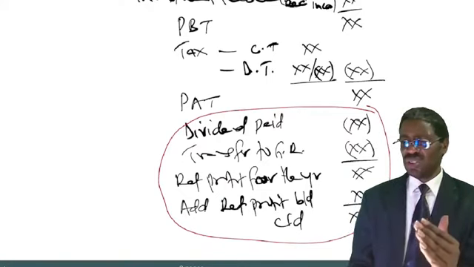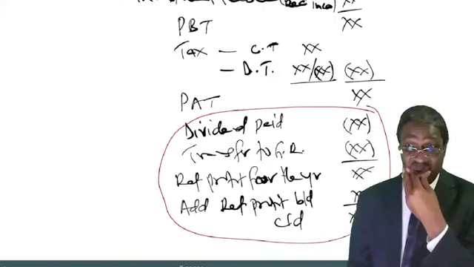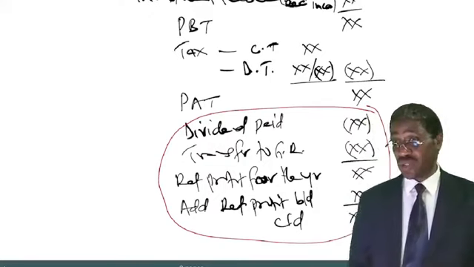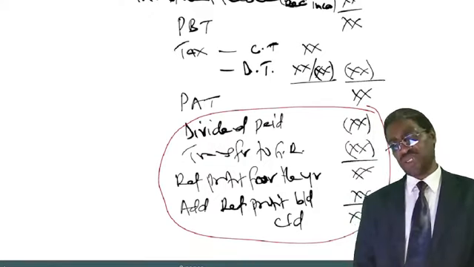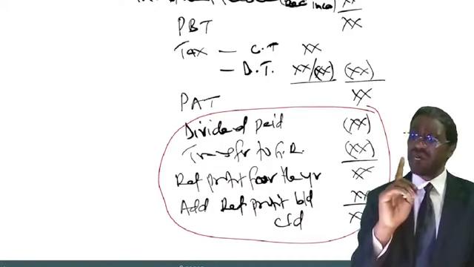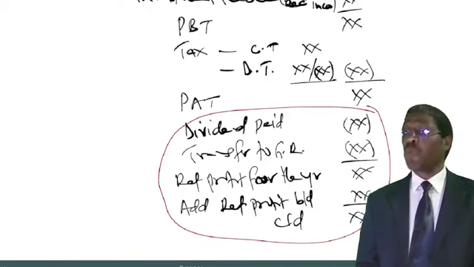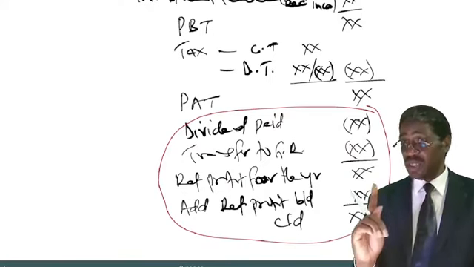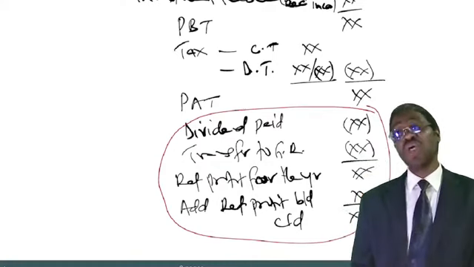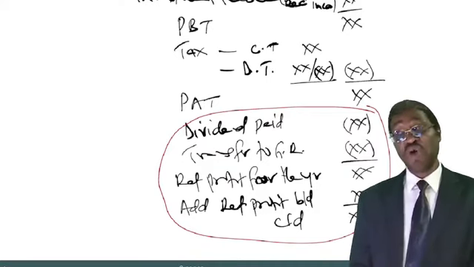It's true the appropriations are done out of the profit. So it's also true when you are doing a P&L account or income statement for publication or for internal reporting, you have to appropriate. But for publication purposes, when you are preparing this statement of profit or loss, listen, you don't show these appropriations in the statement of profit or loss.